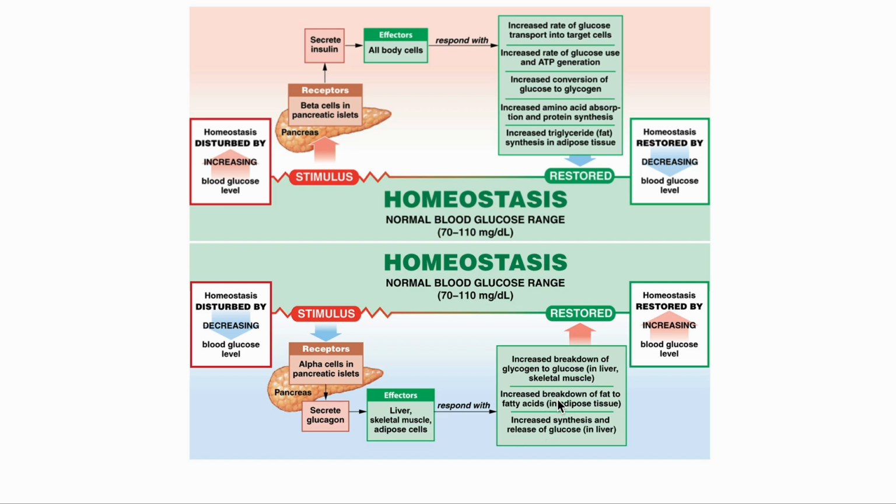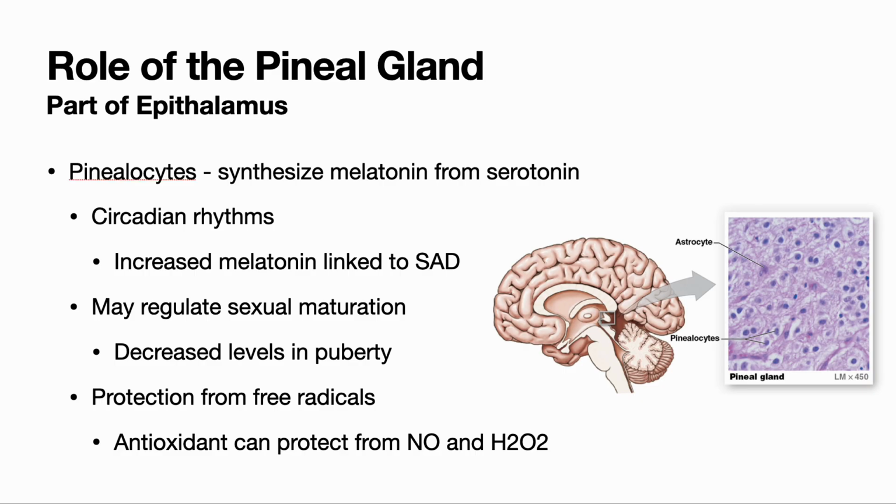And we will also increase the breakdown of fat into fatty acids because, of course, they can also be used for energy, but that breakdown will also release some glucose. And then we'll have an increased synthesis and release of glucose by the liver as well. So all three of these things will result in higher blood glucose levels, returning us to homeostasis. So again, just great examples of how negative feedback loops in the endocrine system work to coordinate and maintain homeostasis.